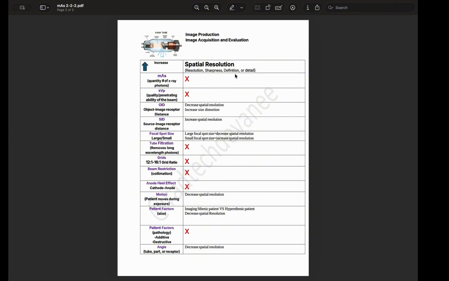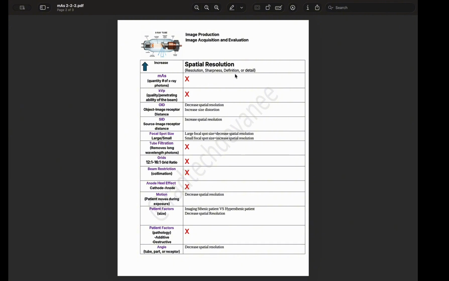Patient factors, size, imaging the average body type to the massive stocky build. That is going to decrease our spatial resolution. So think of imaging an obese patient. Our detail on our image is going to go down. Our image is going to come out very foggy as well because of that scatter radiation reaching the image receptor. Patient factors, pathology, no effect.